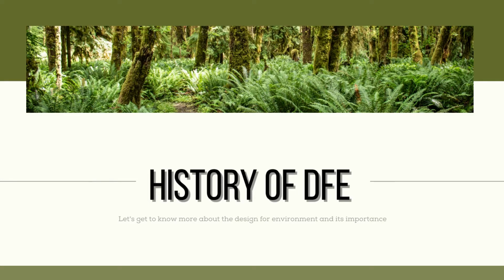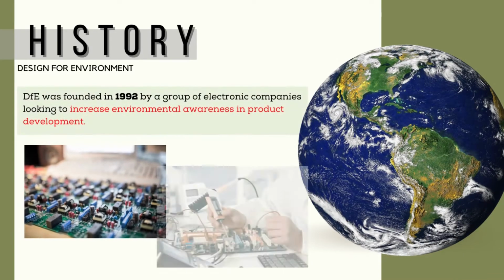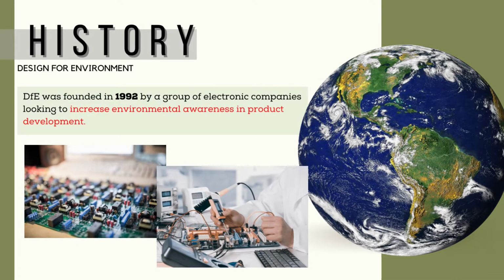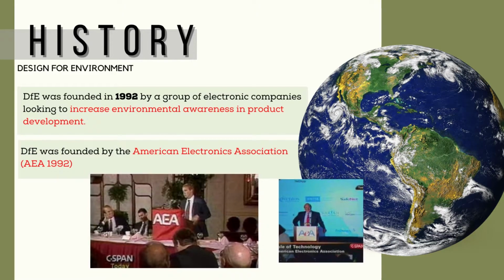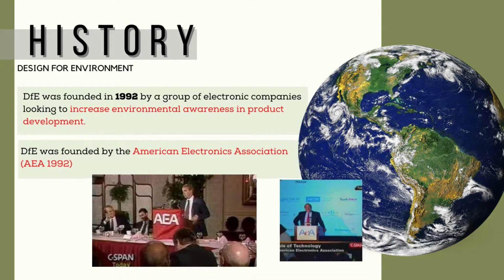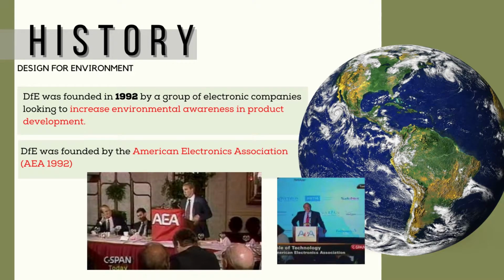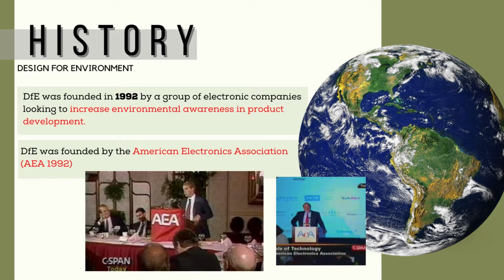In this section, we will learn about when it was founded and who founded it. So, Design for Environment was founded in 1992 by a group of electronic companies looking to increase environmental awareness in product development. This is really impressive because it was founded back in the 1990s. The group of electronic companies who founded the DFE is the American Electronics Association, AEA, in 1992. The AEA was a nationwide non-profit trade association that represented all segments of the technology industry.